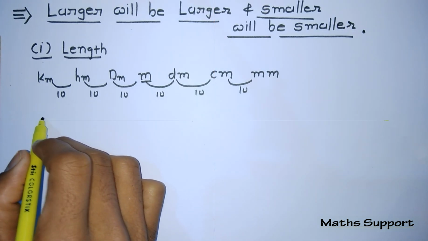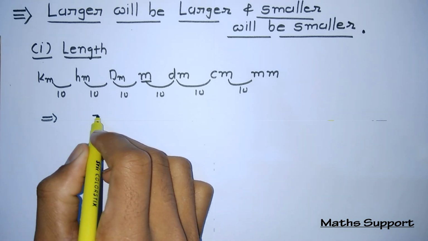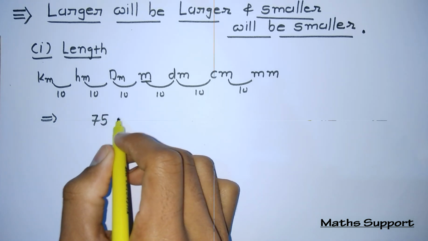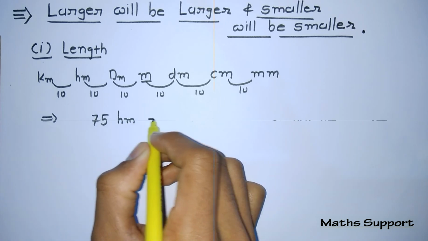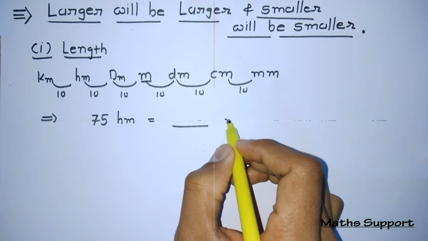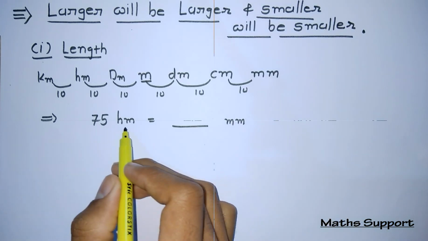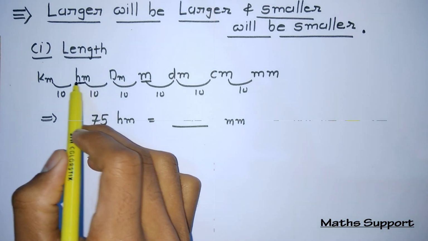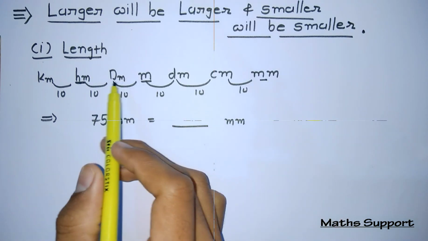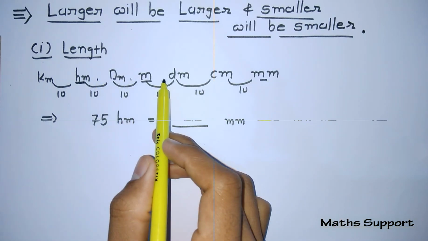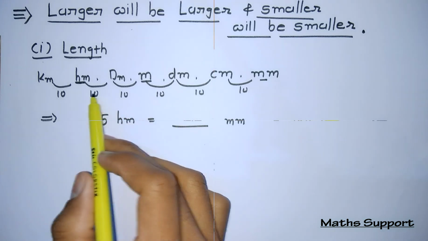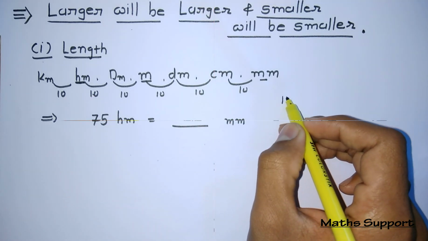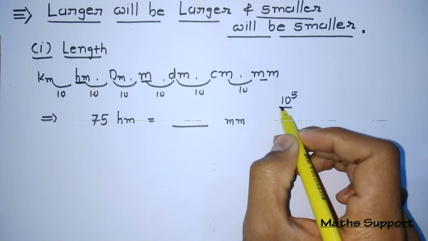Let's start with one example. Suppose you want to convert 75 hectometer into millimeter. First we'll find the relation, how many gaps there are. Hectometer is here and millimeter is here. So there is a gap of 1, 2, 3, 4, 5. That means one gap is 10 and there are 5 gaps. So the relation is 10 raised to 5.